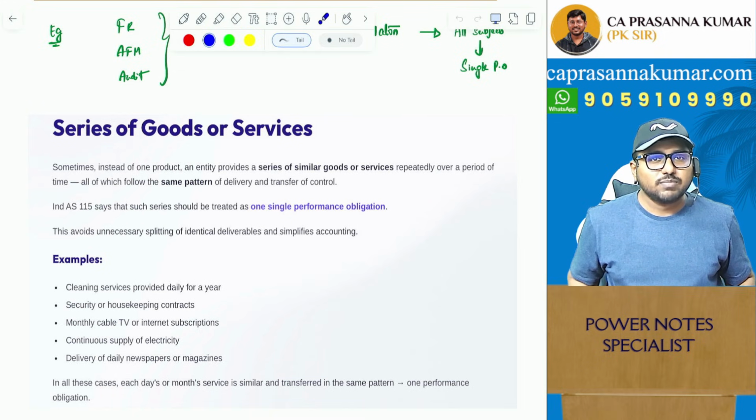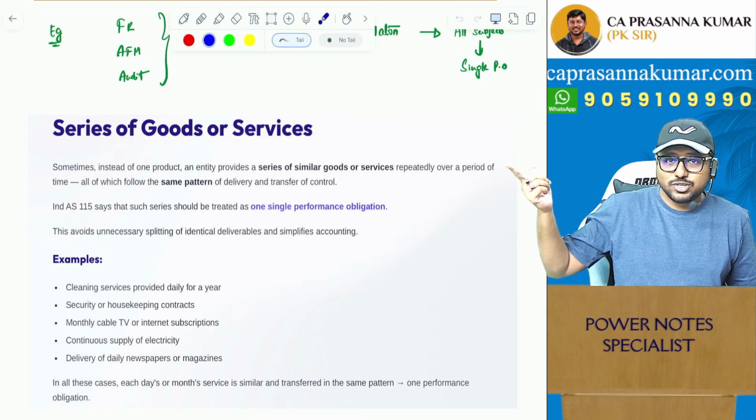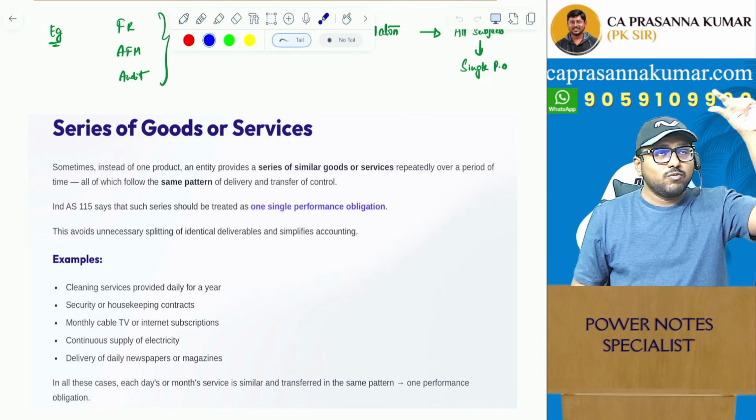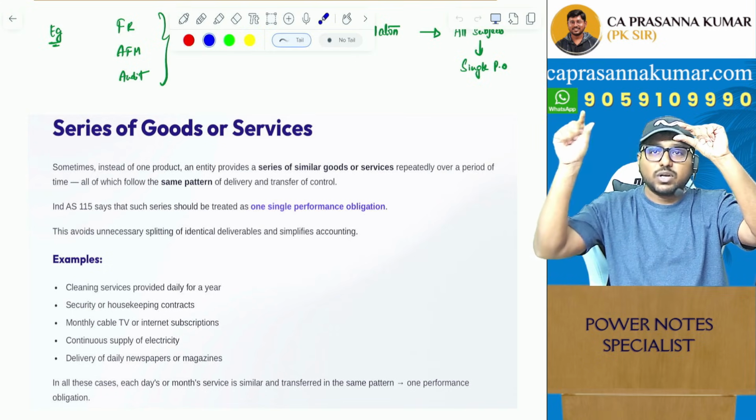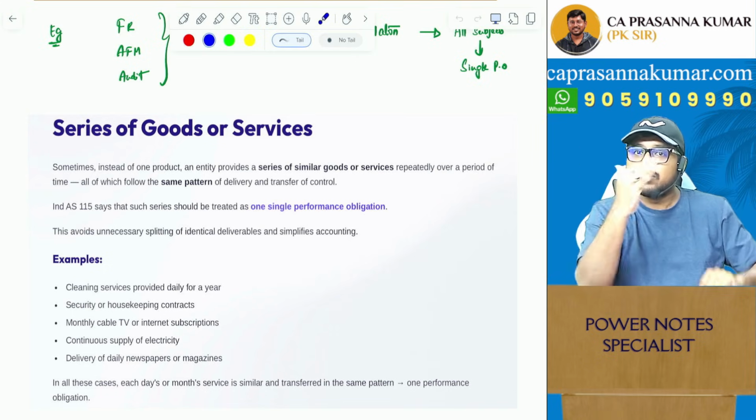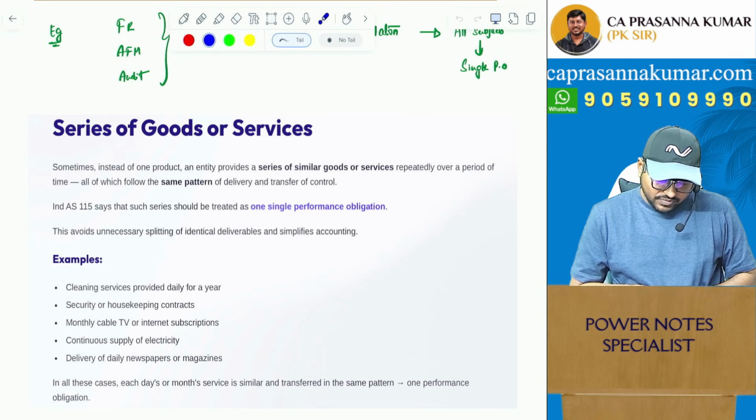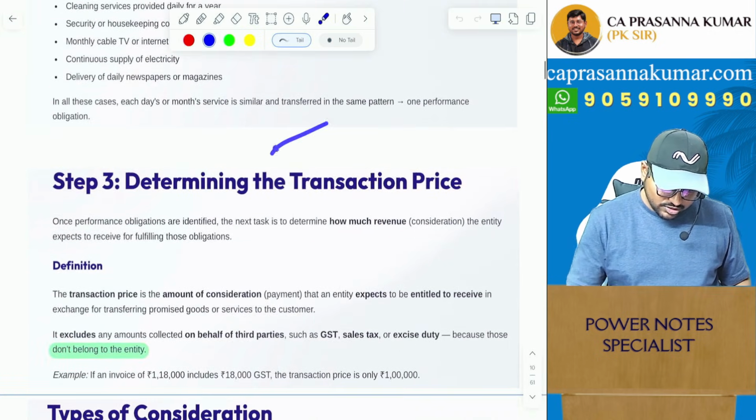What is the importance of multiple POs? Because the next step is transaction price, and each transaction price will be correlated with a single PO. Thereby, if one PO is satisfied, immediately to that extent, whatever transaction price you have allocated, that much revenue will be recognized. That is why this is important. Are you able to get me? Chalo. I hope we are done with step 2 as well.